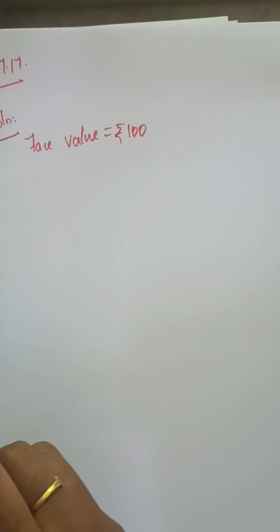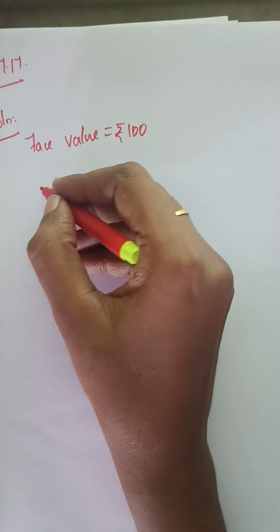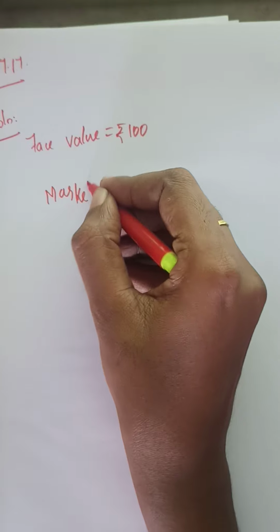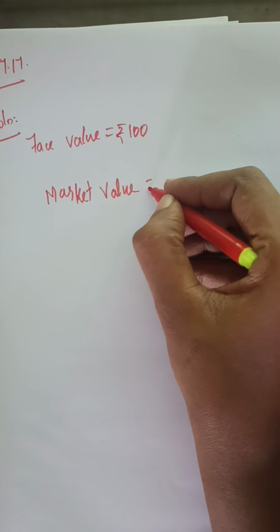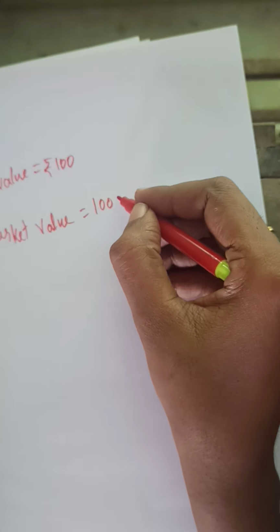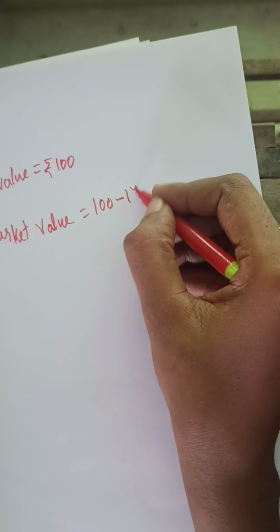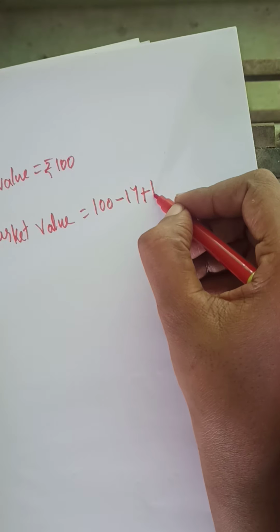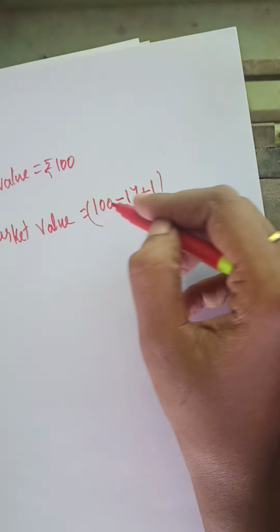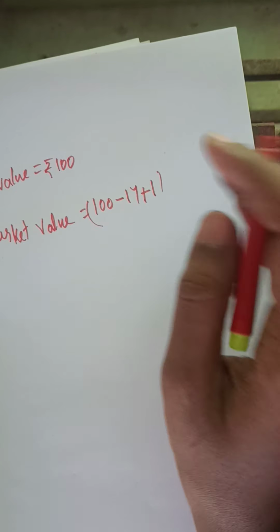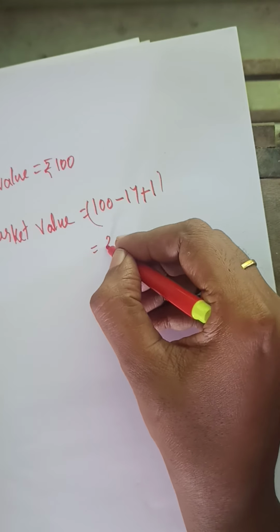The next, market value. So how will you find the market value? When you are finding the market value, it will be 100 minus discount plus brokerage. Is it right? If you need market value, so it will be 100. Correct? That's the face value. How much is the discount, we need to subtract, that is 17. How much is the brokerage, you need to add. Understand? If you simplify this, you will get rupees 84.